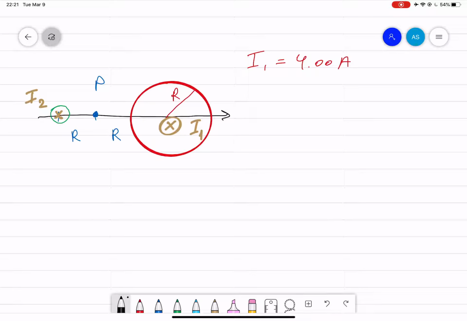What is the magnitude and direction of the current, I2, in the thin wire so that the magnetic field at point P equals the magnetic field at the center of the rod? Use a positive sign for current into the page, negative for out of the page.